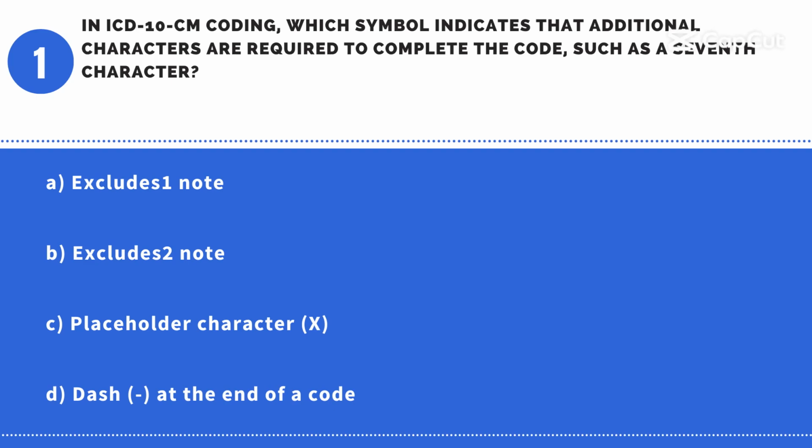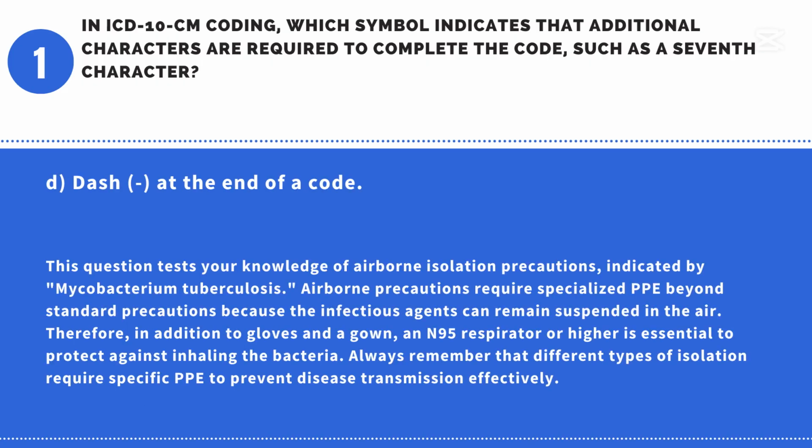Question 1. In ICD-10-CM coding, which symbol indicates that additional characters are required to complete the code, such as a seventh character? A. Excludes 1 note. B. Excludes 2 note. C. Placeholder character, X. D. Dash-hyphen symbol at the end of a code. Answer: D. Dash-hyphen symbol at the end of a code.